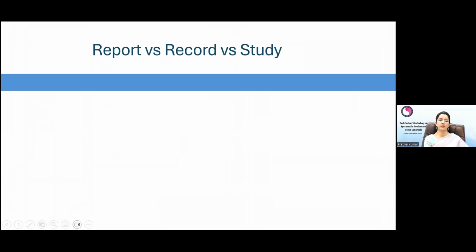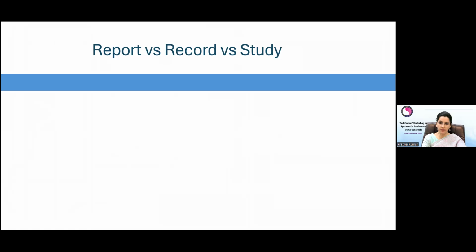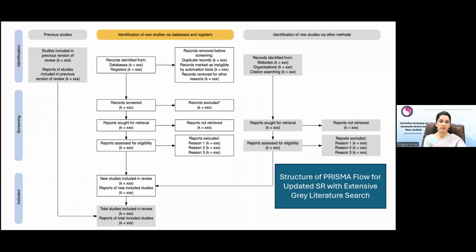So record versus report versus study. Initially, generally it starts with a record. If I go back to this graph, it tells you regarding this record. So it starts with the record, then comes the report. If you can recall, initially we imported the citations, that means the RIS format and NBIB format. That is the record, which is there in the database.